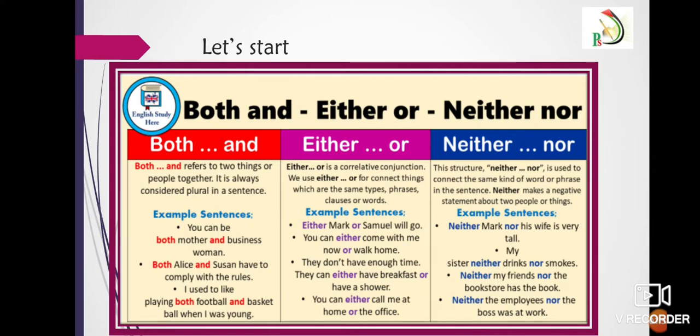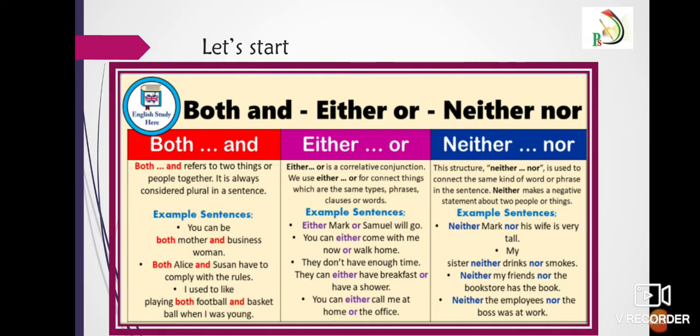Either or, there is a choice. Either or is a correlative conjunction. We use either or to connect things which are the same type: phrases, clauses, or words. Examples are either Mark or Samuel will go. You can either come with me now or walk home. Either you or Ben will go for shopping. That means you both can't go together. Either Ben or you.